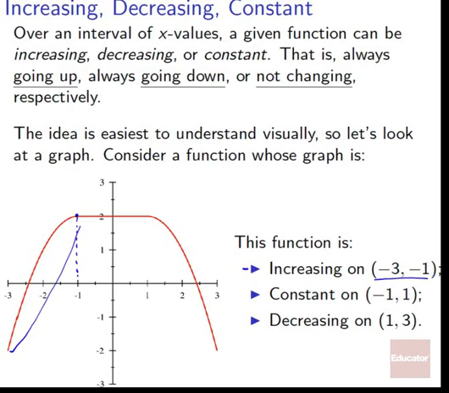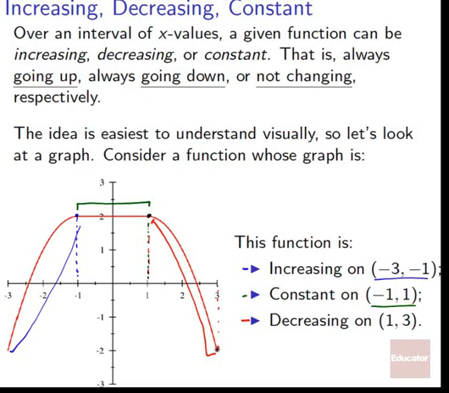Then it's constant on -1 to 1, right? It doesn't change. As we go from -1 to 1, it stays the exact same, so it's constant on -1 to 1. However, it is increasing before -1, and it is decreasing after 1. So decreasing on 1 to 3, because we are now going down. From 1 on to 3, because we can only be guaranteed up until 3. It might do something right after the edge of the viewing window, so we can only be sure of what's there. So it is decreasing from 1 to 3. Great, that's what we're seeing visually.